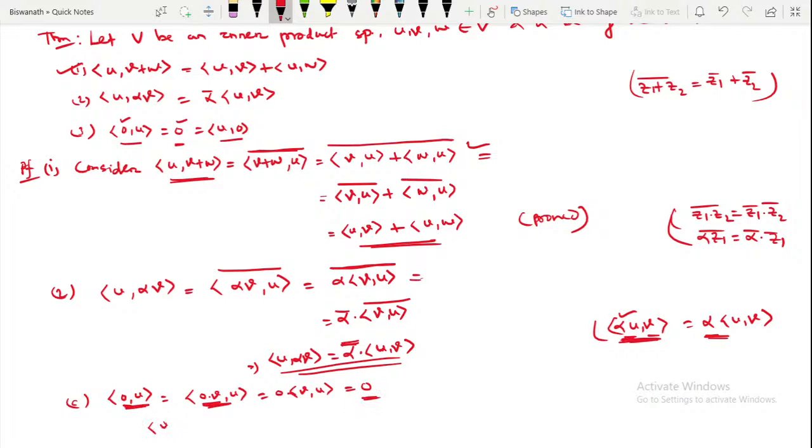Similarly we can write ⟨u, 0⟩, the inner product will also be 0. Similarly, in place of 0 we can write 0 times v, then you can take 0 outside of this inner product, then the result will be 0. Okay.